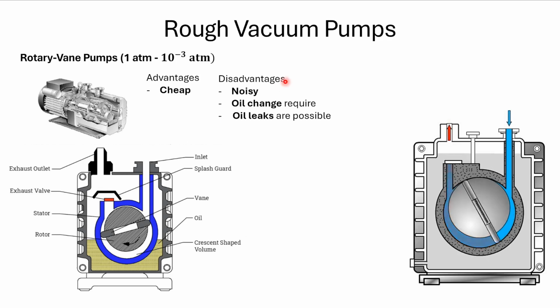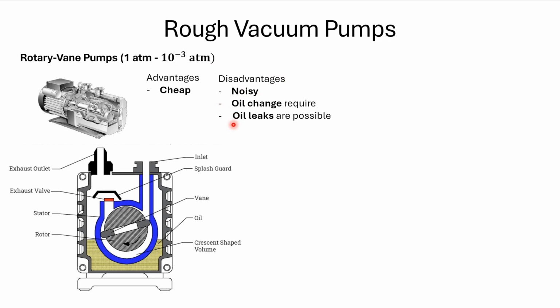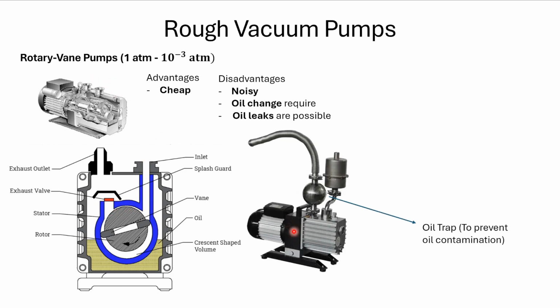The disadvantage is that they are noisy. You have to change the oil. There will always be an oil leak from the bottom of the pump. There is a general oil leak from the bottom of the pump, and the other oil leak is actually the worst one. It can go to the chamber. So this is the main disadvantage of Rotary-Vane pumps. Therefore, we generally use an oil trap, or if this pipe is very long, then you don't need to use the oil trap, but you have to be careful since oil contamination is always possible for UHV systems.